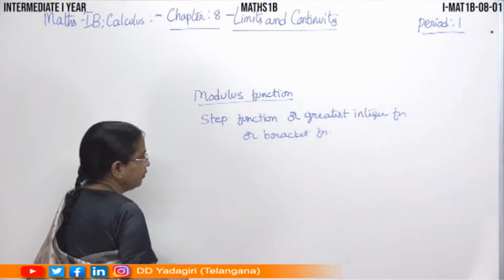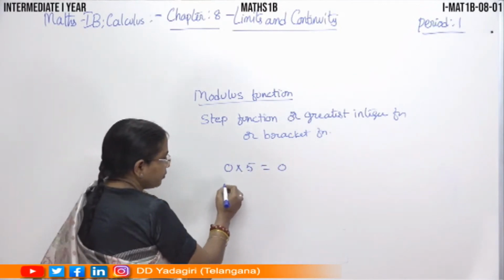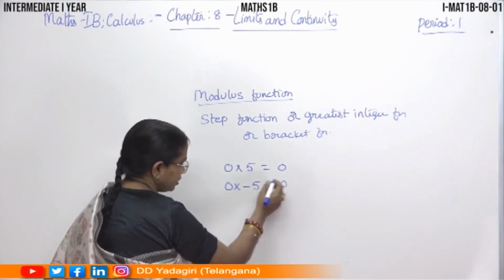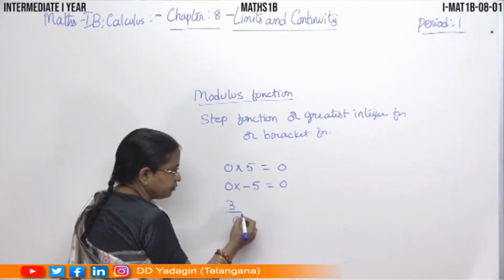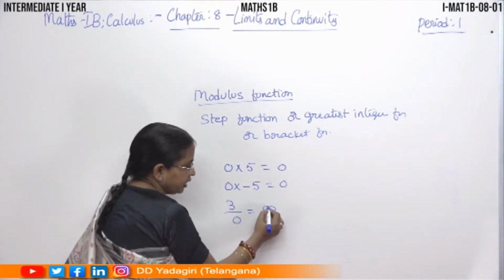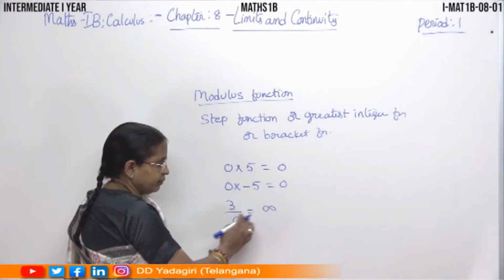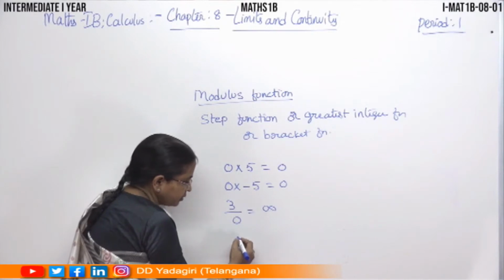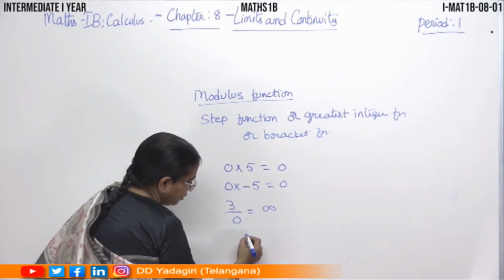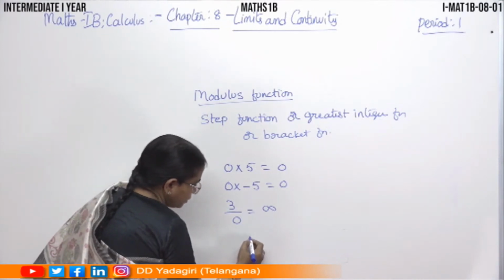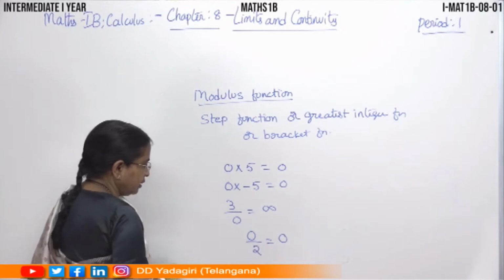real numbers. Suppose I have 0 into 5. 0 into 5 is 0. You know this. Now suppose I have 0 into minus 5. That is also 0. Now suppose I have 3 by 0. It is plus infinity. Infinity is a very large number which cannot be defined. So we write 3 by 0 as infinity. Now suppose I have 0 by 2. 0 by 2 is again 0.